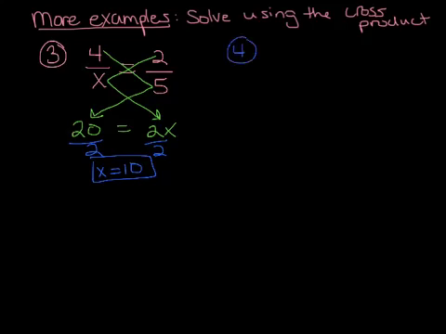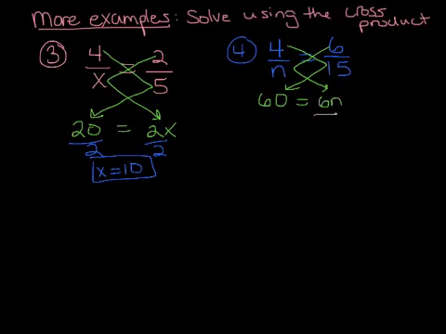So here's one I want you to try on your own. I have 4 over n equals 6 over 15. See if you can do this one using the method on the previous step. So if you did this, you should get that 4 times 15, that gives you 60. You get that that equals 6 times n, which is just 6n. Then you're going to divide both sides by 6, and you get n equals 10.